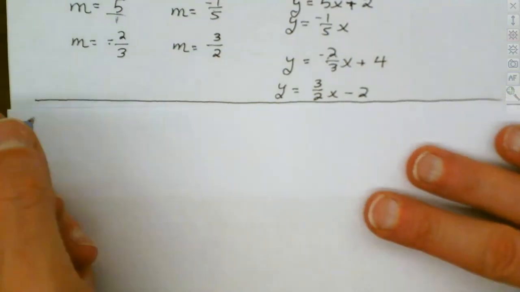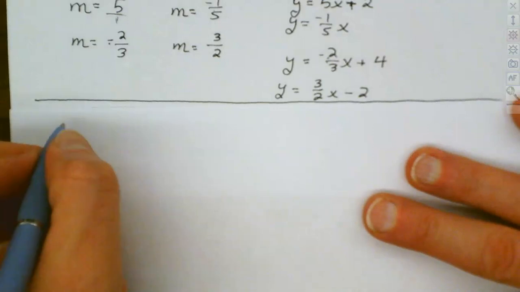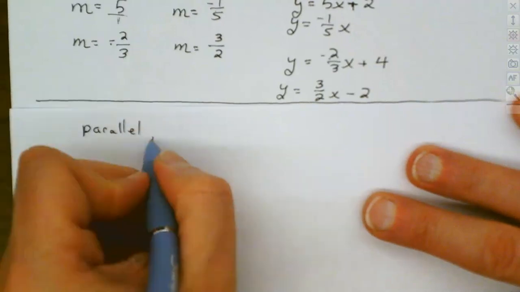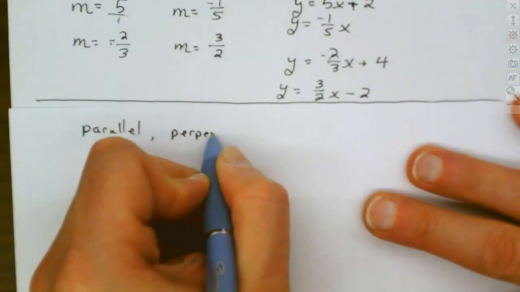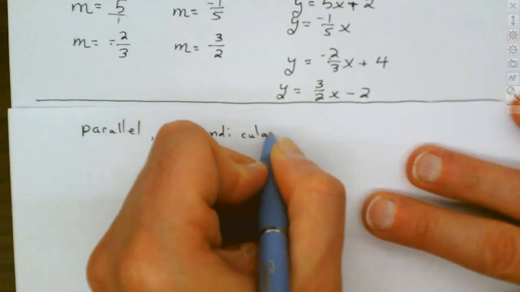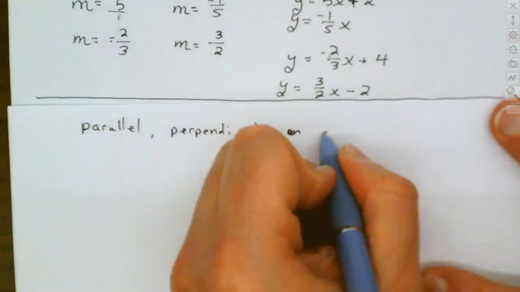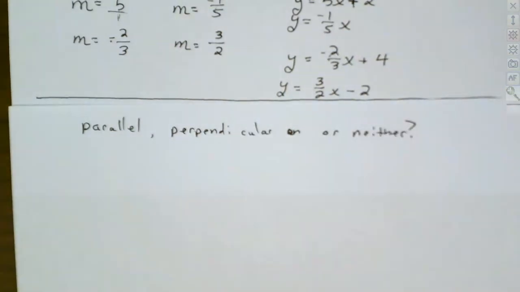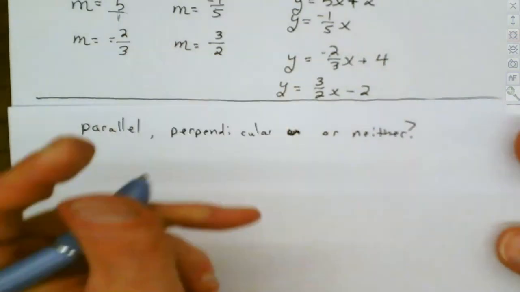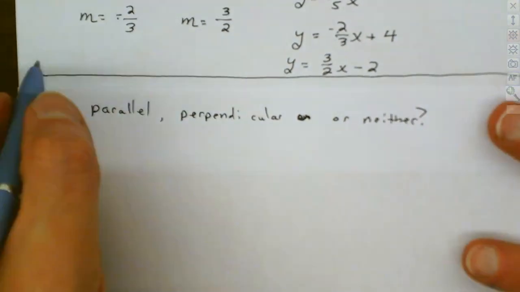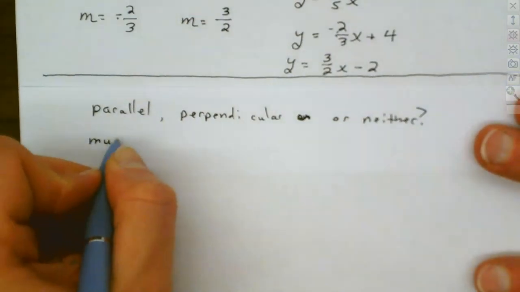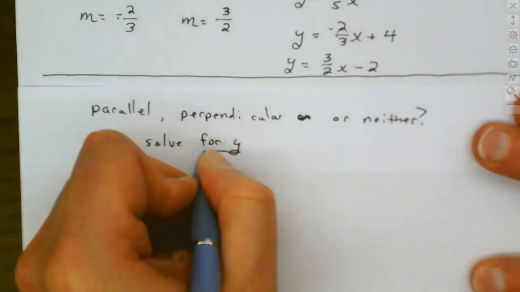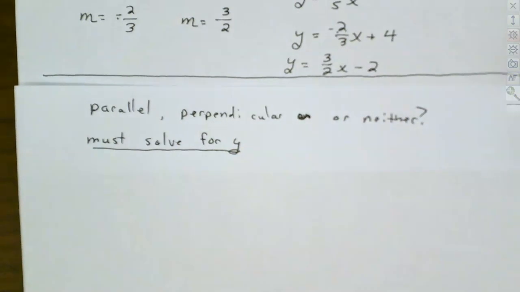And we're going to look here at parallel and perpendicular lines. So what we want to see is if these are parallel, perpendicular, or neither. So are these lines going to be parallel, perpendicular, or neither? Now, you have to solve for y. So you must solve for y. So that's where you always begin. You always have to solve it for y.